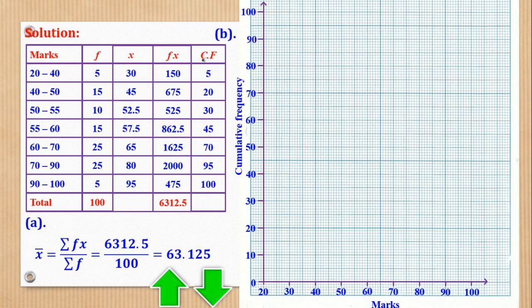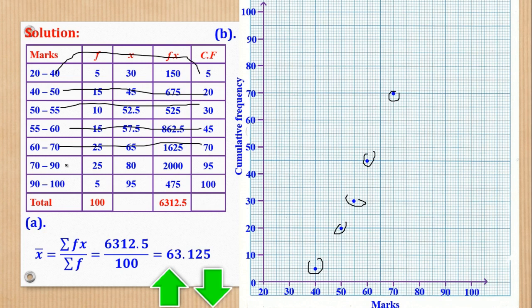Remember, we plot upper class boundaries. We plot these ones with these ones. So the first one will be 40 corresponding with 5 to give you this. Then 50 corresponding with 20 to give you this. 55 corresponding with 30, 60 corresponding with 45, 70 corresponding with 70, 90 corresponding with 95. And lastly 100 corresponding with 100 to give you this.